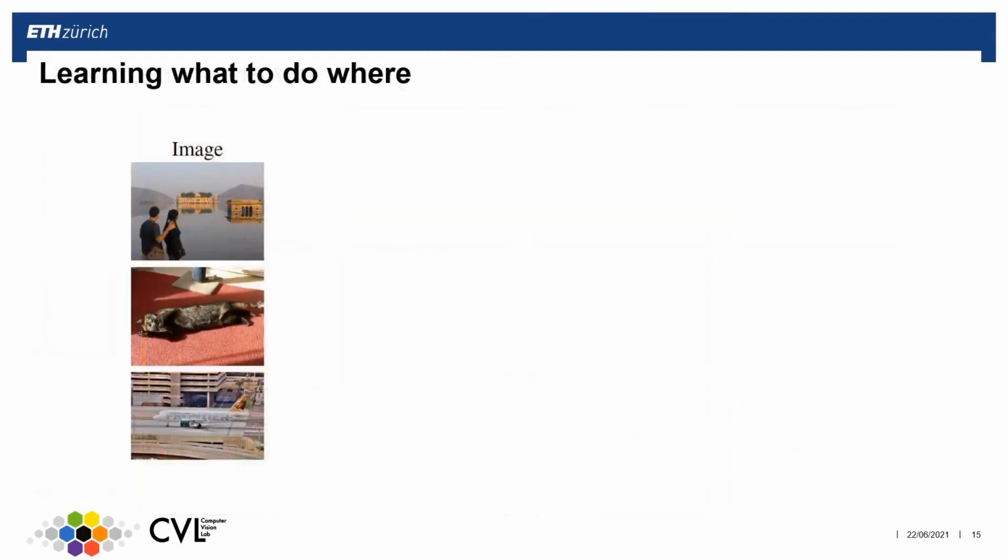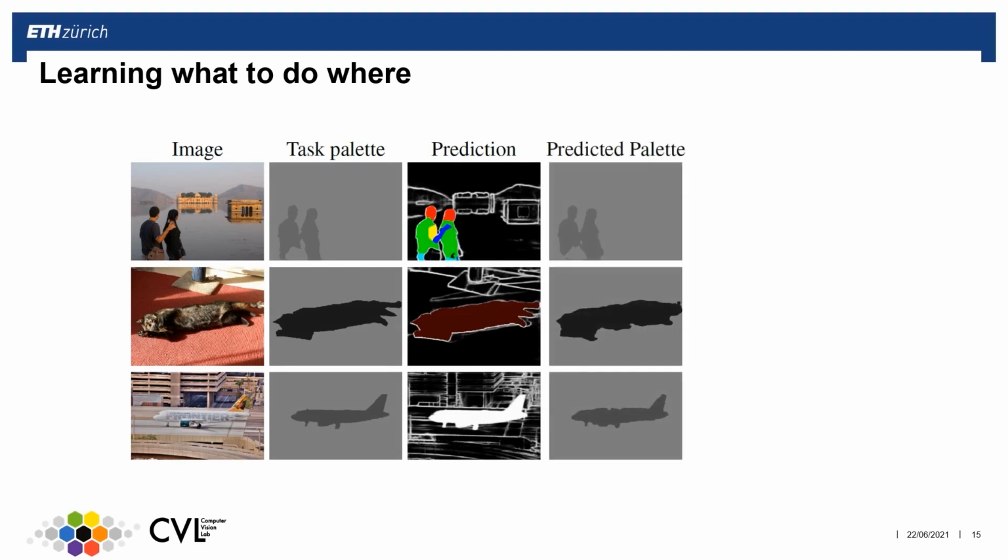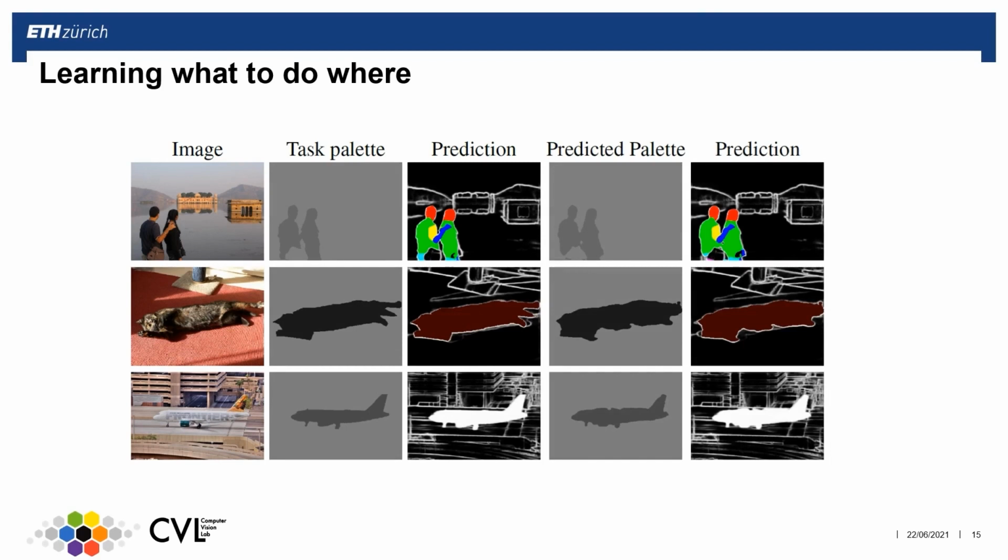Now, in settings where the rule is known a priori, a network can be learned to predict the task palette. The predicted palette can then be given to the composite tasking network along with the image to predict the composite task. Columns 2 and 3 are the task palette label and the corresponding prediction. In columns 4 and 5, we can see the predicted task palette and its corresponding prediction. The results are almost identical. This approach can be a useful tool for automatic data labeling when we require sparse labels.